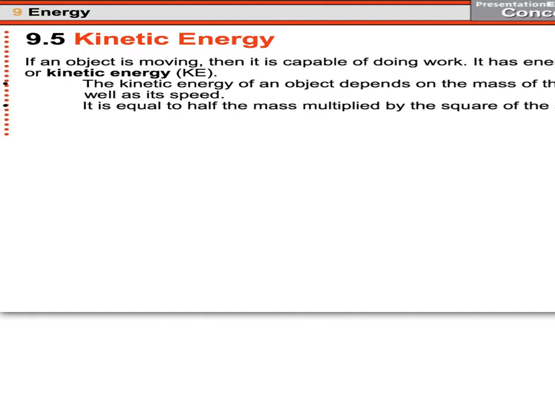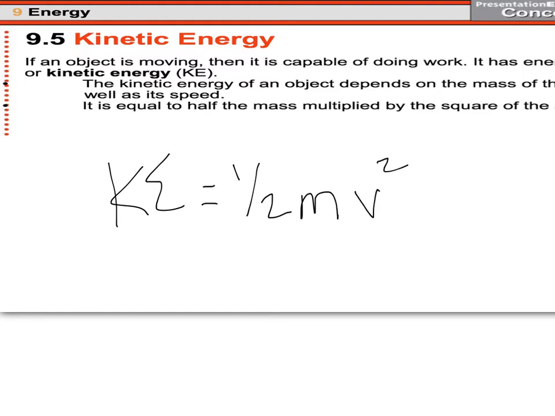The kinetic energy of an object depends on the mass of the object as well as its speed. It is equal to half the mass multiplied by the square of the speed. Kinetic energy equals 1/2 times the mass times the velocity of the object, or the speed, squared. Just the speed is squared. None of the other stuff is squared.